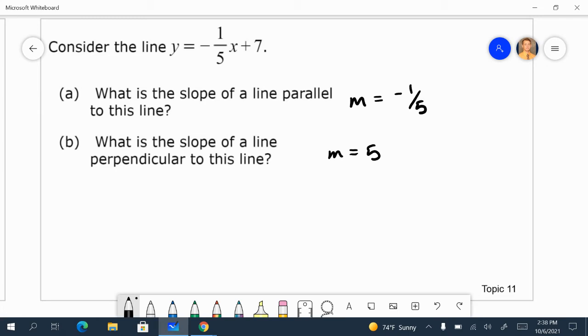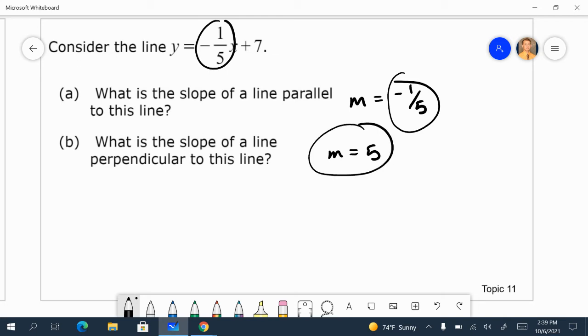Consider the line y equals negative 1/5 x plus 7. It first of all wants to know the slope of a line parallel to the line. Lines that are parallel have the same slope. So it would be negative 1/5 because that's what this slope was. Perpendicular slopes are a little bit different. A perpendicular slope is the opposite reciprocal, meaning I'm going to flip this fraction upside down and make it positive. If I do that, I'll just get a positive 5. So I flipped the fraction upside down, so it was 5 over 1, and then made it positive. So it ended up being a positive 5.